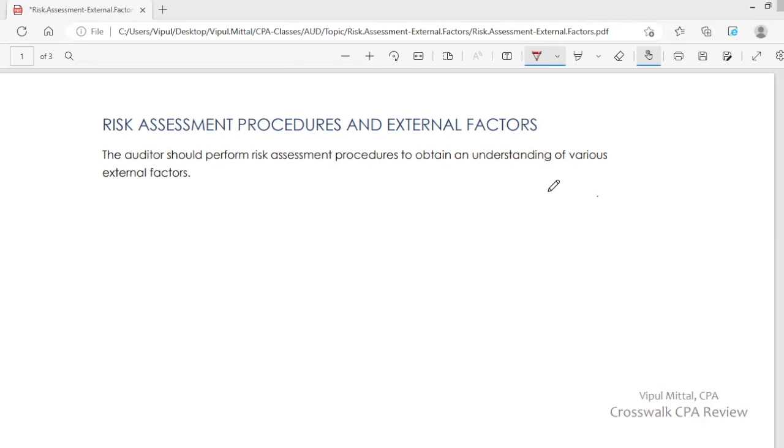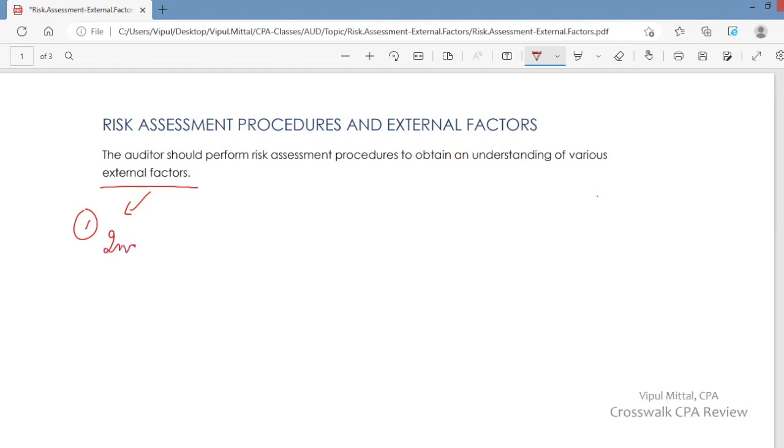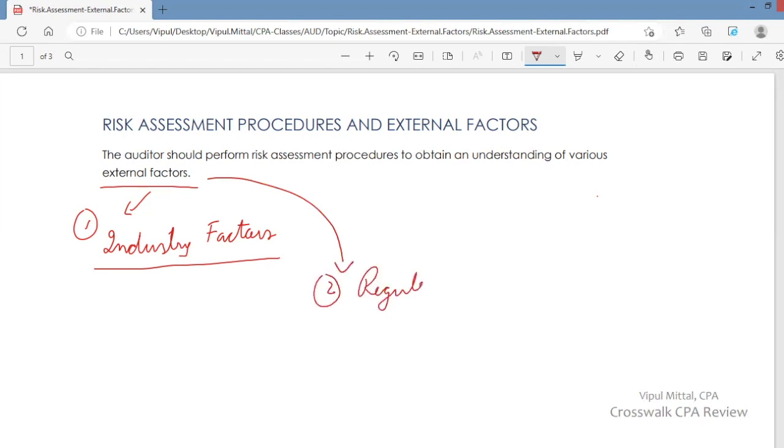Here I will classify these factors into three categories: industry factors, regulatory factors, and other external factors.